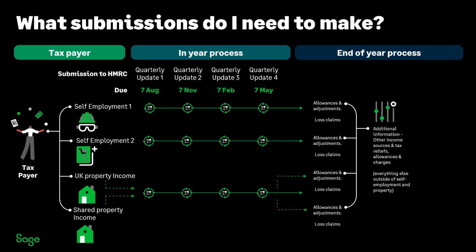Finally, by the 31st of January, you will then submit your final tax return. At this point, all you're doing is just confirming the information that you've already sent to HMRC is correct and accurate to the best of your knowledge, meaning HMRC can give you a more accurate estimation of your tax liability.